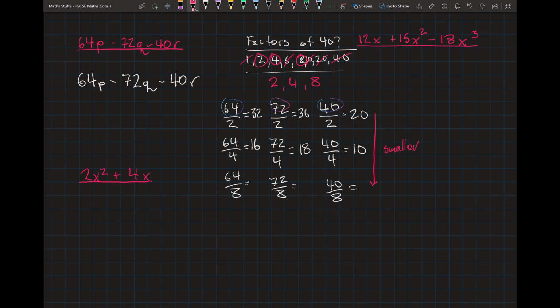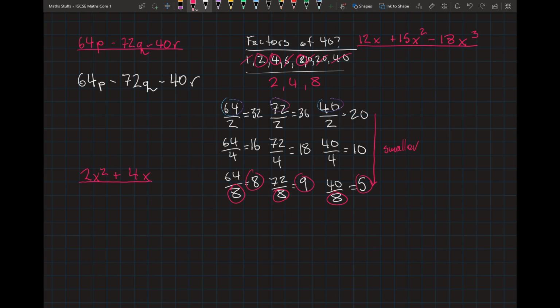This is because we're dividing by larger numbers. So what is 64 divided by 8? That is 8. You should think of it like 8 times 8 is 64. Easy. 72 divided by 8 is 9. You need to know your multiplication tables to do that one quickly. And finally, 40 divided by 8, that's another multiplication table, so that's going to be 5. So if you look, these numbers are all really small. So it looks to me like we want to pull out the number 8.